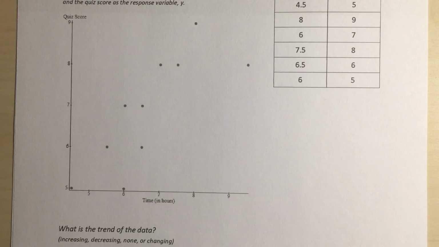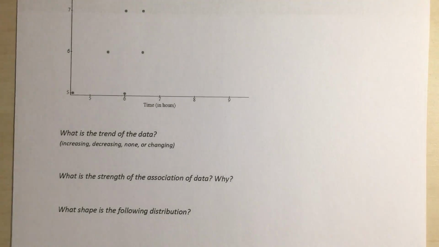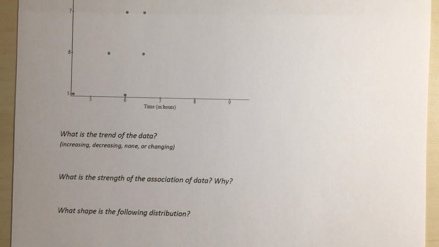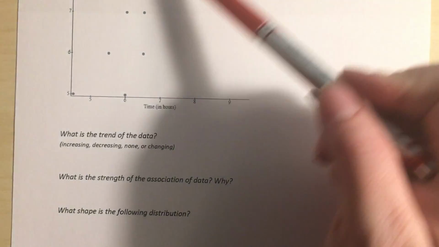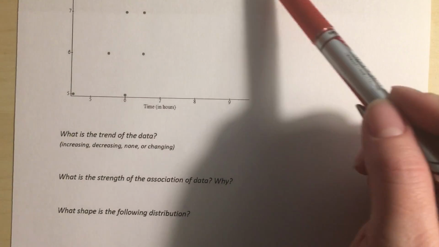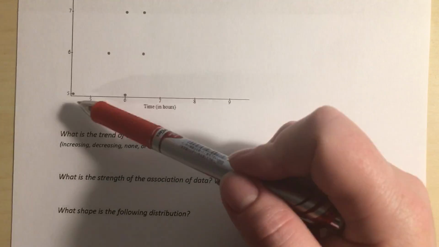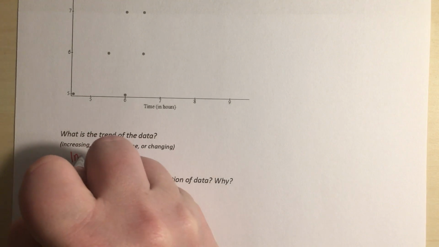Right, so we're going to answer some questions about the three different things that we just talked about. So what is the trend of the data? Trend, remember, we're thinking one of four things: either positive, negative, no trend, or changing trend. Well, if we look at this, it's not perfect, but it appears to be a positive trend. As we go to the right, for the most part, they go up. This one value right here doesn't quite fit in, but for the most part, this does show an increasing or positive trend.